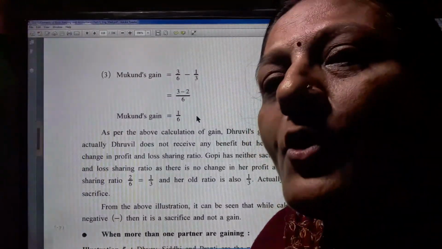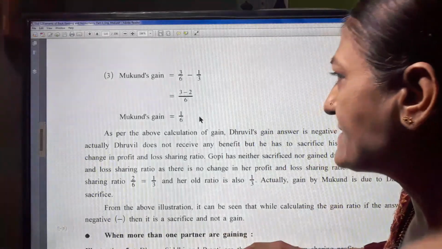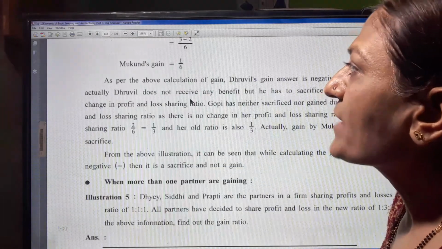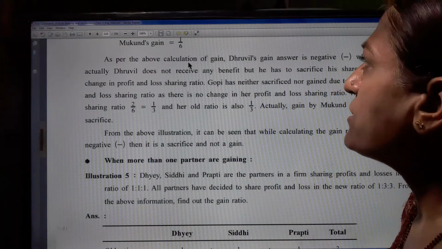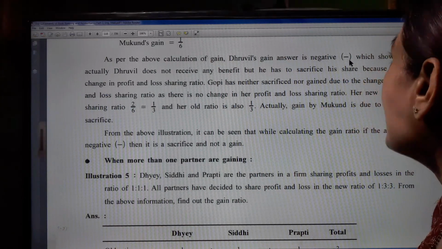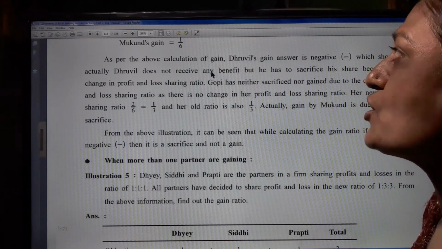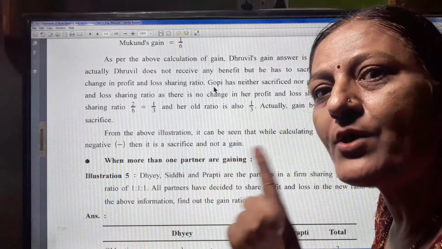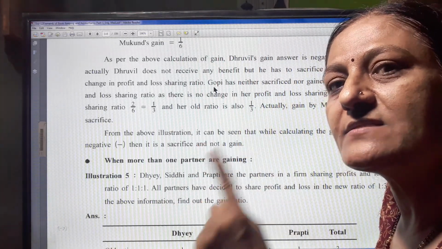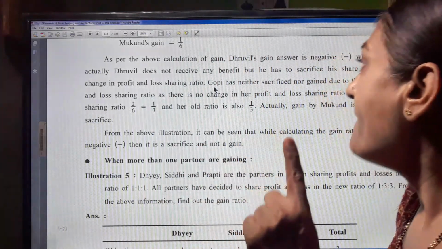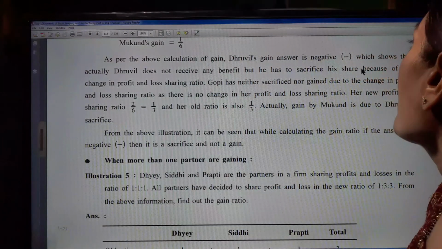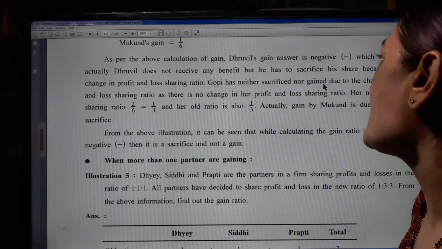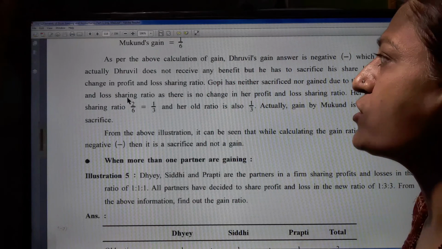And here 1 upon 6 has a plus sign, so it is a gain, and where there is a minus sign, it is a sacrifice. So here, as per the calculation of gain, Dhruvil's answer is negative, which shows that Dhruvil does not actually receive any benefit, but he has to sacrifice. When we find the gain ratio, a minus sign means sacrifice and a plus sign means gain. So because of the change in profit and loss sharing ratio, Gopi has neither a sacrifice nor a gain.